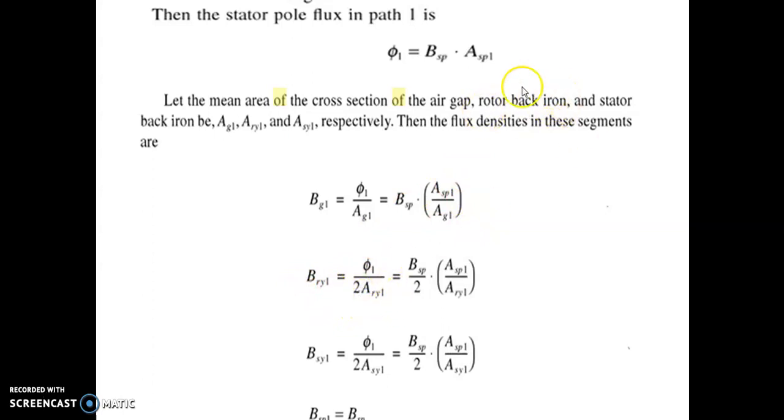Since it is the rotor back iron, the rotor back iron is present in the outer parts as well as the inner parts, so we have twice ARY1, which is equivalent to BSP divided by 2 into ASP1 divided by ARY1. Similarly, BSY1 will be equivalent to phi1 divided by 2ASY1, which is equivalent to BSP divided by 2 into ASP1 divided by ASY1. Here we are assuming BSP1 instead of BSP because BSP1 is equivalent to BSP.